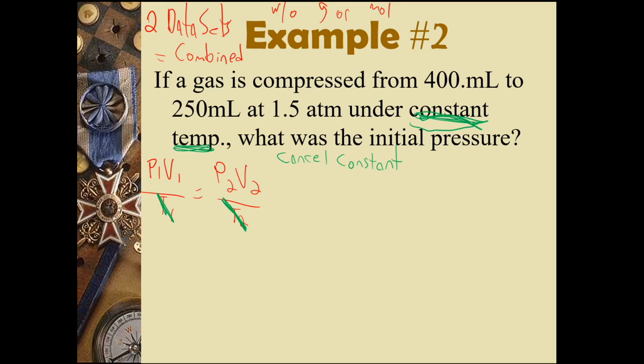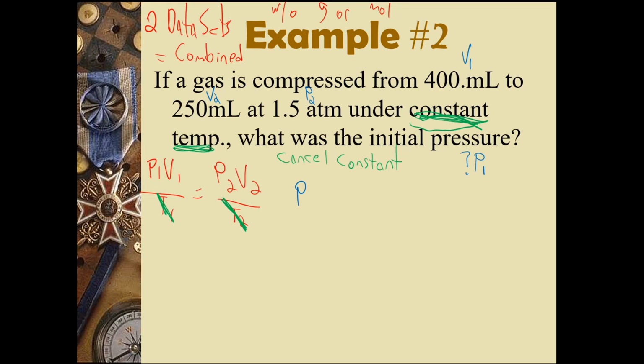Let's identify what I've got here. I've got a gas is compressed from 400 mLs to 250 mLs. So this is my V1, and this is my V2. And it says at 1.5 atm. So it's saying that this V2 is connected. This 250 is connected to the 1.5. So that means this is not P1, this is P2. This is the second pressure. And the question goes, well, what was the starting pressure? So we're looking for P1.